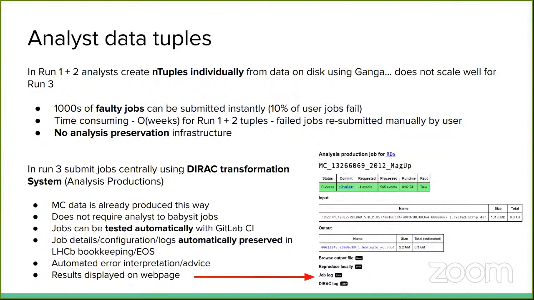So in Run 3, we want to move to submitting these jobs centrally using the DIRAC transformation system. And we've termed these analysis productions. And our Monte Carlo is actually already produced this way. And the nice thing is it doesn't require you to babysit the jobs, as the DIRAC transformation takes care of this for you. In the prototype we've developed, the jobs can be tested automatically upon a merge request using the GitLab CI. The job details and logs are automatically preserved either in the bookkeeping, or the logs get sent to EOS. There's a very nice automated error interpretation and advice for when things do go wrong. And as you can see, the results are displayed like this on a web page, where you have all details about how a tuple was created, and then this is obviously preserved forever.